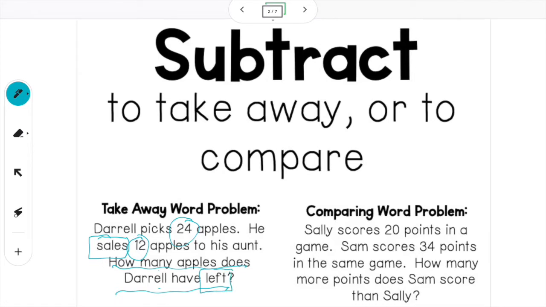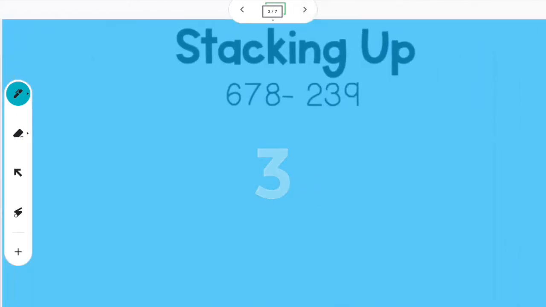While comparing, if you look at it, it says Sally scores 20 points in a game. Sam scores 30 points in the same game. How many more points does Sam score than Sally? Here, I'm comparing how many more points Sam has to Sally. So they want to know 20 plus question mark. How many more points did Sam score than Sally? So something like that. So let's go ahead and dive into the different strategies.